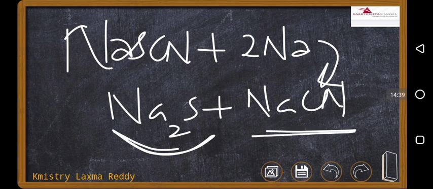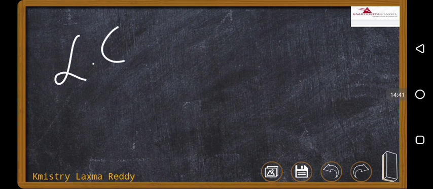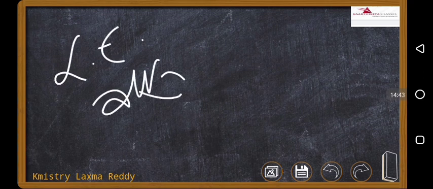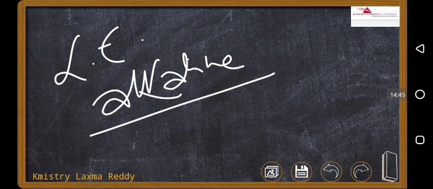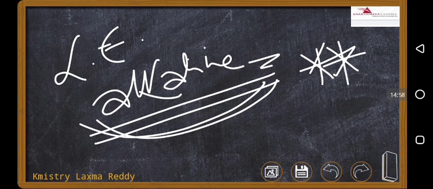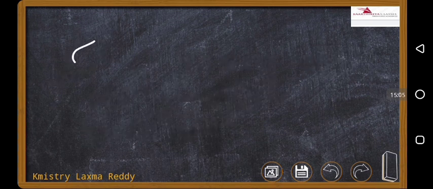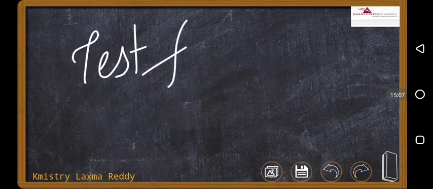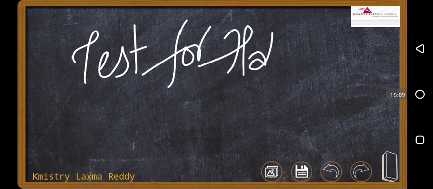It is better. The Lassaigne's extract will be alkaline in nature, so whenever you are doing an experiment, it must be acidified. Lassaigne's extract is alkaline because we are treating with sodium there. These kinds of points you should try to notice, because questions like which of the following statements are correct, or which are wrong, can be asked. Then the test for halogens. This is interesting.